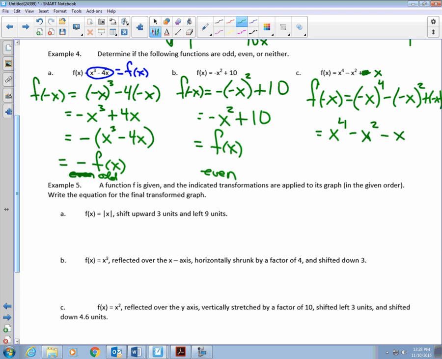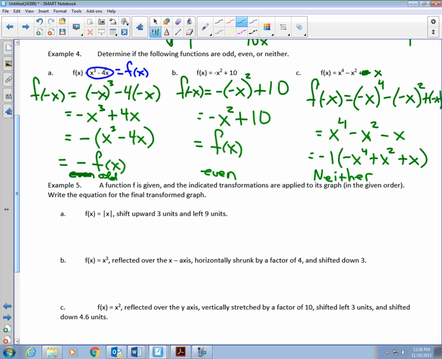Is that the same as what we started with? It's close, isn't it? This minus up there is a plus. So maybe if we factor out a negative 1, I'll get a negative x to the fourth plus x squared plus x. Is that the same as when we started? No. So because it doesn't end up working out, we would say neither in that situation. And that's it. Okay.